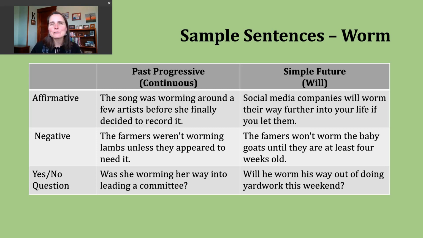Finally, let's take a look at a yes or no question in the simple future. To do this, start with will, then you'll have your subject, then the base verb. Here's another example. Will he worm his way out of doing yard work this weekend? So again, we're going back to that getting out of a situation. I know I've heard that a lot when it relates to unpleasant tasks, things people really don't want to do. So they look for ways to get out of that responsibility or maybe reasons to avoid that particular activity.